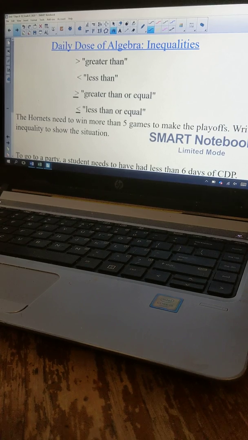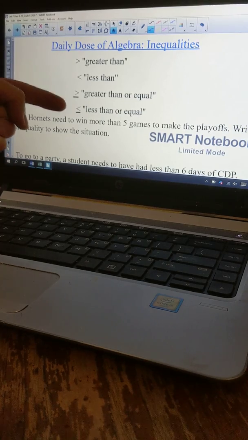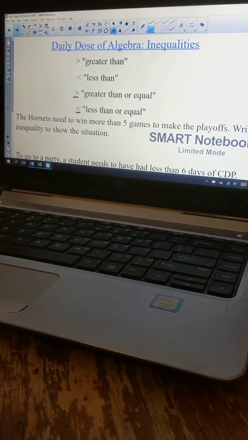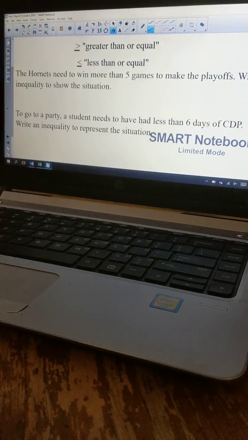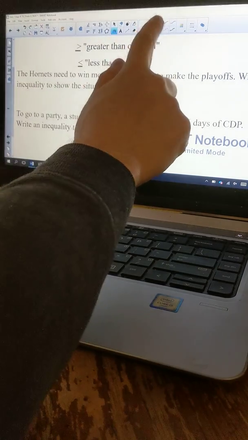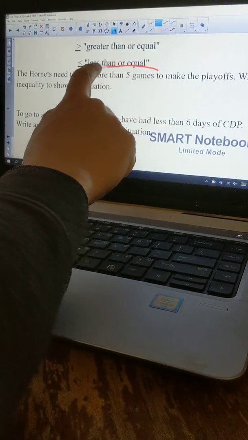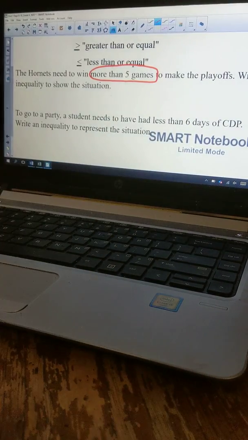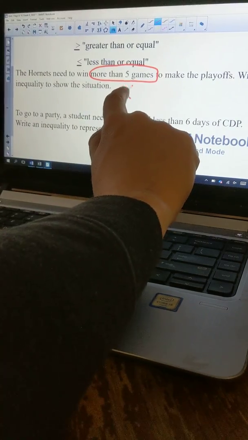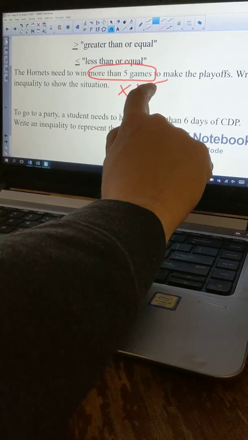The daily dose this week is going to be inequalities. At this point, you should pause the tape and put these 4 signs and the words into your notes. So number 1 says the Hornets need to win more than 5 games to make the playoffs. Write an inequality to show the situation. Well, more than 5 is important. That means they can win 6 and make the playoffs, 7, 8, 9, 10. But if they win 5 games, they won't make the playoffs. They need more than 5. So the number of games needs to be greater than 5.